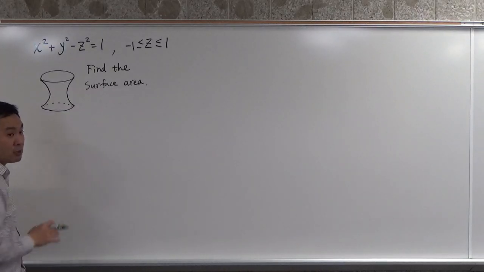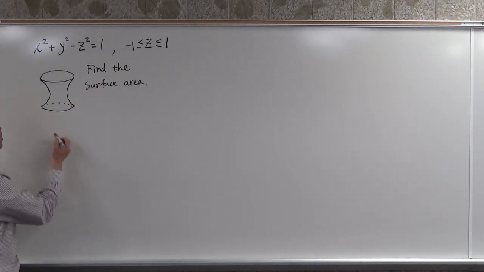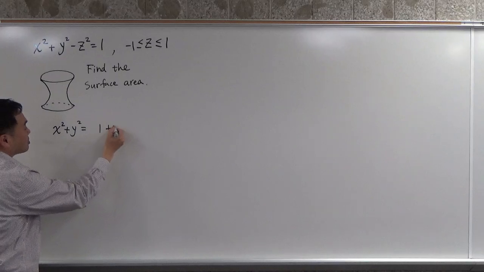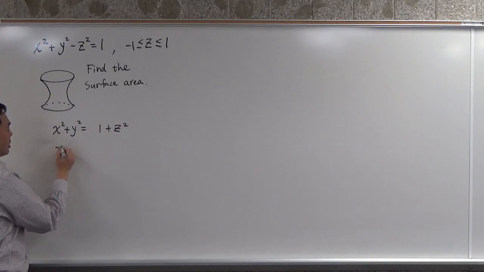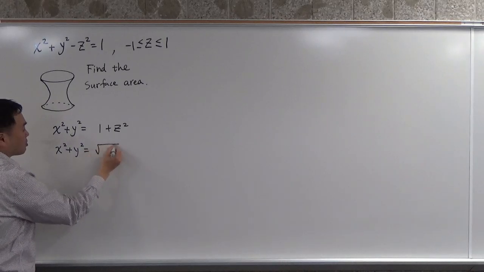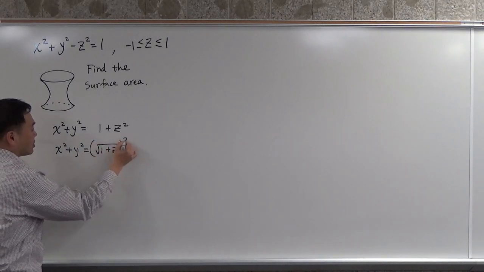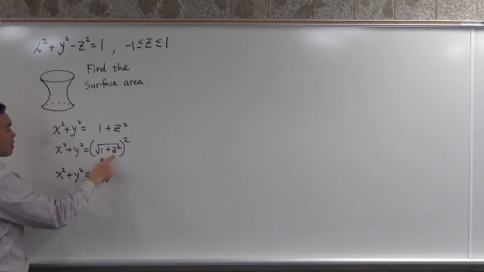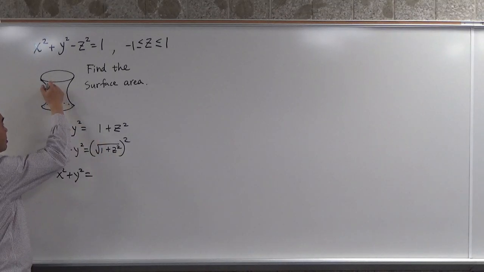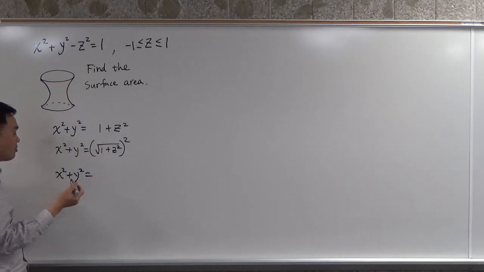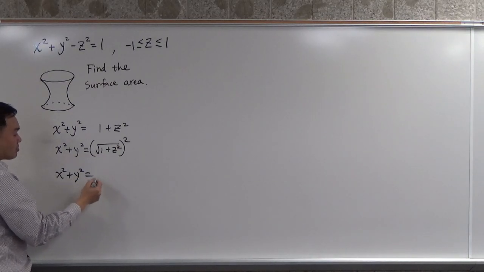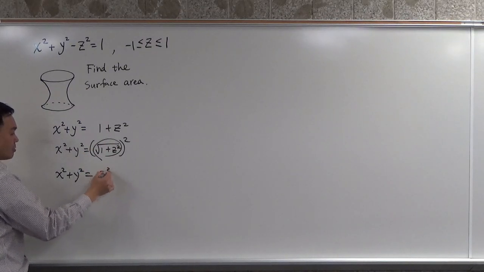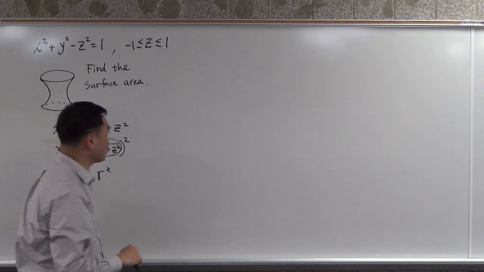Now, in order to do that, we first need a parametrization. And the way you're going to parametrize is, first think of x squared plus y squared as 1 plus z squared, so that x squared plus y squared is equal to the square root of 1 plus z squared, squared. The reason I write it like this is because this tells us that at every level z, any cross section is going to give you a circle of radius r, where r is the square root of 1 plus z squared.